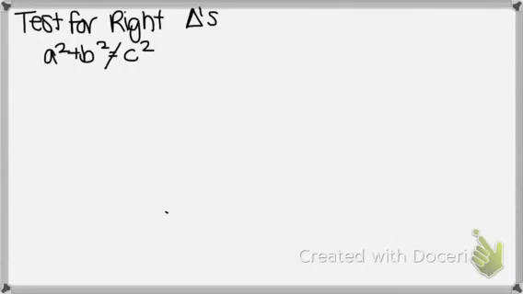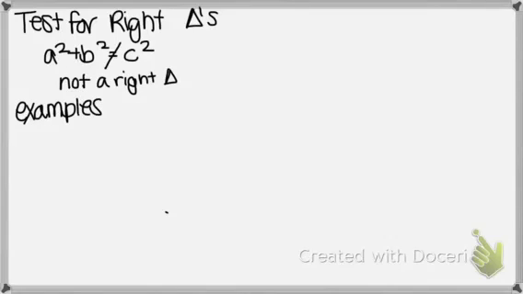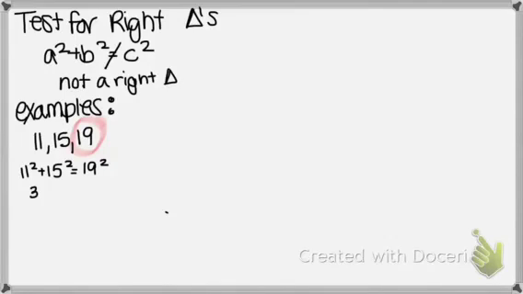So let's take a look now at how to test if something is a right triangle or not. If a squared plus b squared is not equal to c squared, then it is not a right triangle. All we do is plug in our values, and we have to remember that c is the biggest number always. So if we're taking a look at 11, 15, and 19, 19 is our largest number. So 11 squared plus 15 squared equals 19 squared. I simplify this. When I plug this into my calculator, I get 346 equals 361. That is false. So this is not a right triangle.